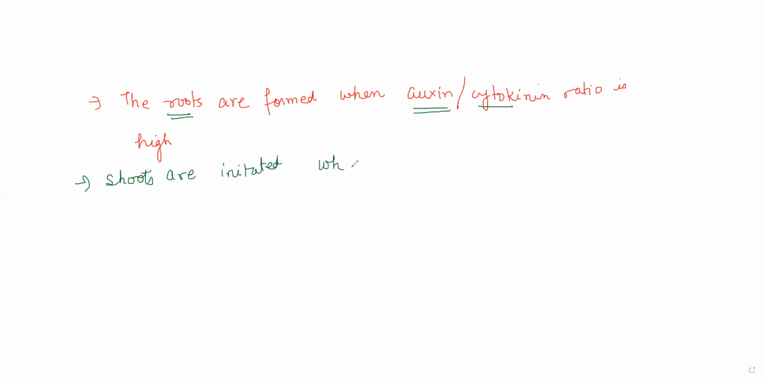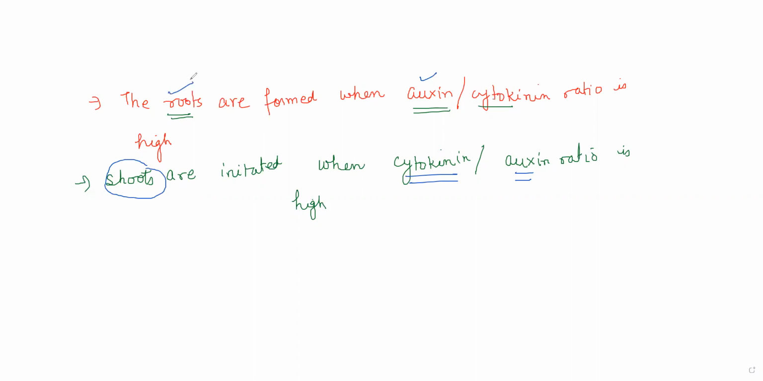When the cytokinin to auxin ratio is high, that means the cytokinin should be higher in amount as compared to the auxin, that will form the shoot. When the auxin is higher than the cytokinin, then there is a formation of roots.